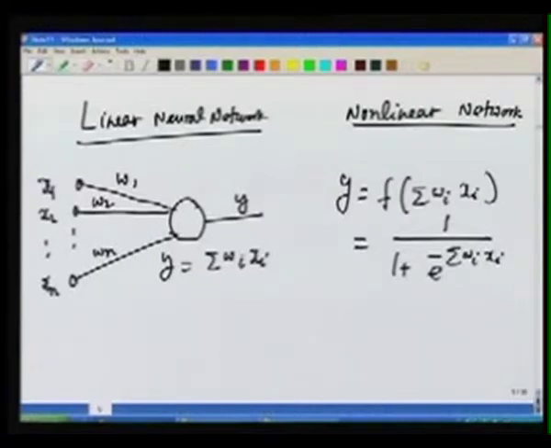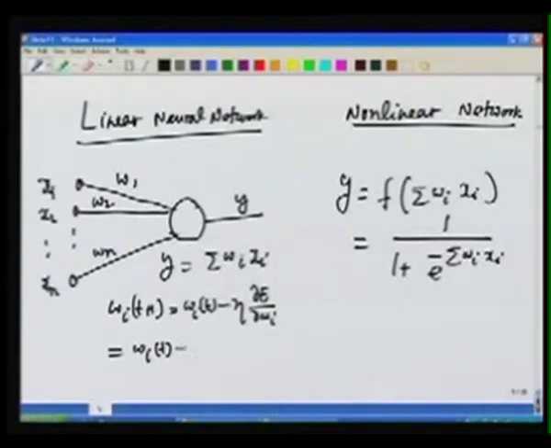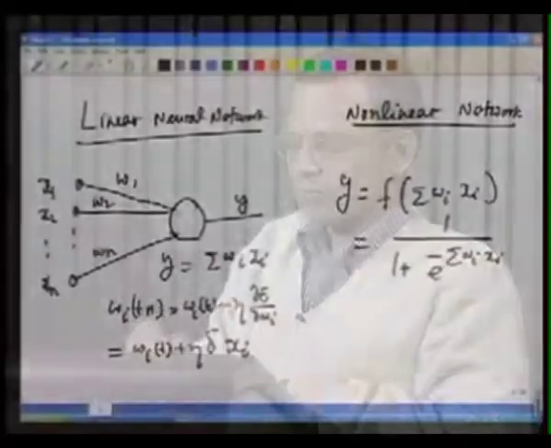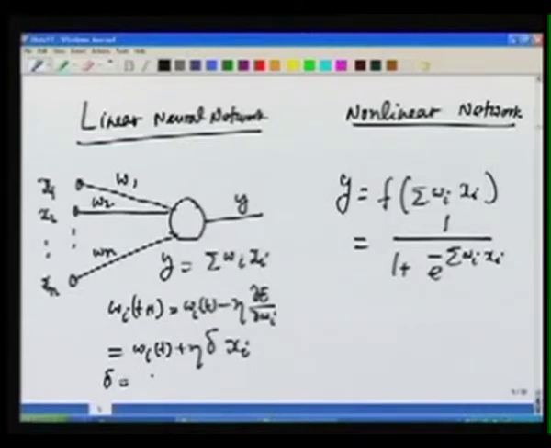So, what do we do? We apply the gradient descent rule, W i at t plus 1 equals W i at t minus eta del E by del W i. This is the gradient descent rule. It is applicable for both the linear neural network and the nonlinear neural network. We have already shown that for the linear neural network this becomes plus eta delta x i, where delta is the propagated error, y desired minus y.